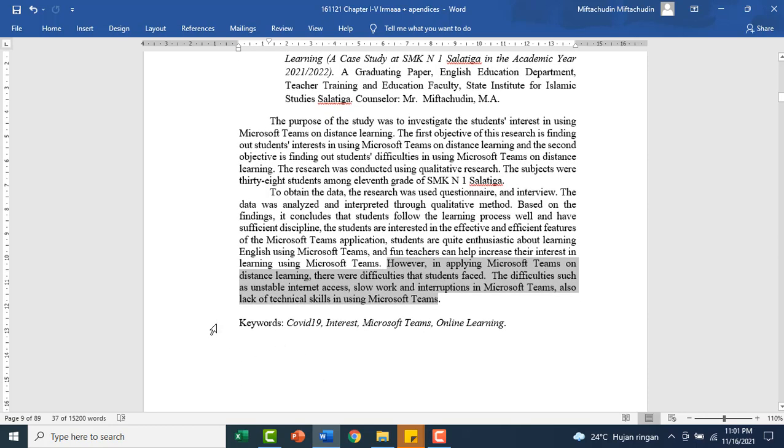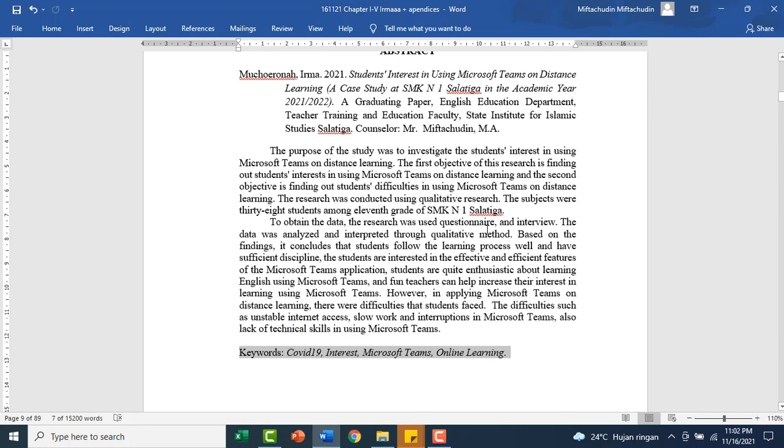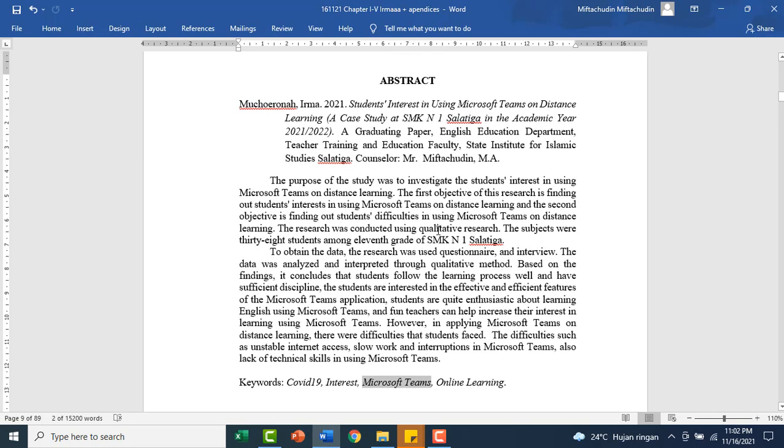Lastly, we put the keywords. Keywords mean when we type these words or these phrases, it will refer to our title of this research, such as we have Microsoft Teams. Why do we put this? Because we have the discussion of Microsoft Teams. We have distance learning or online learning, because we also discuss distance learning. That's the thing we have to consider, and we can do in making the abstract.